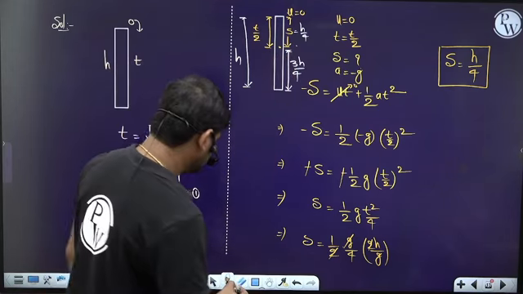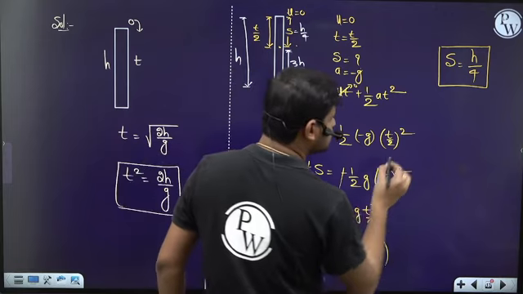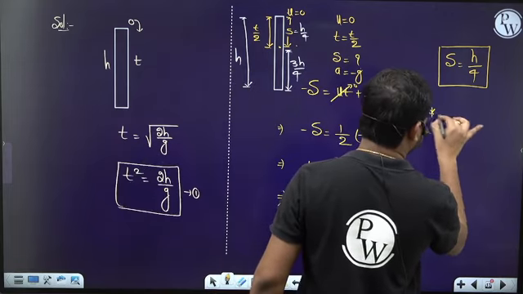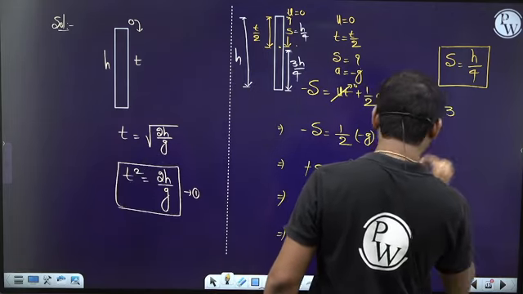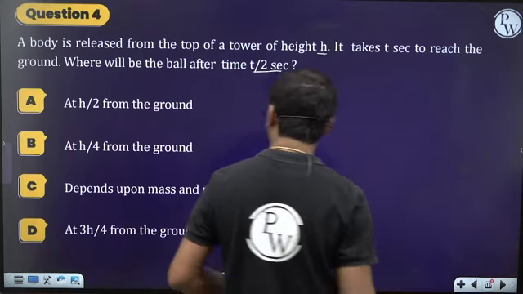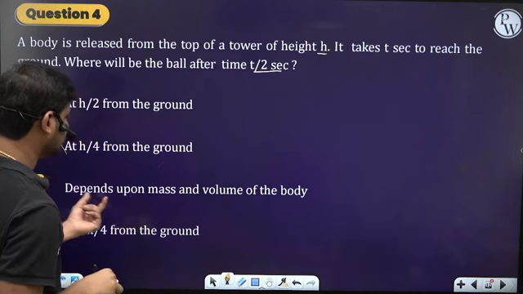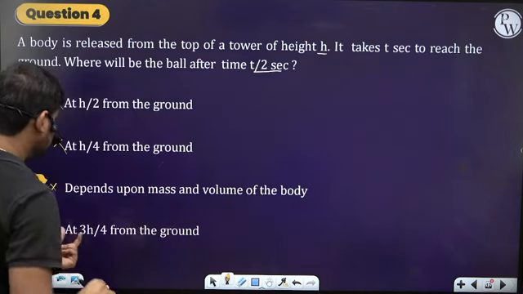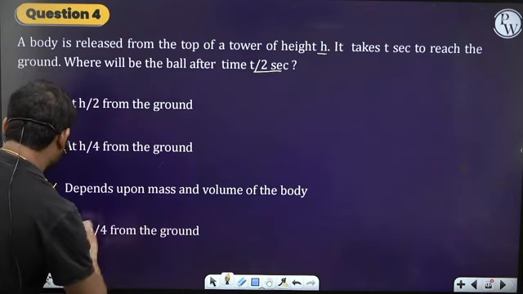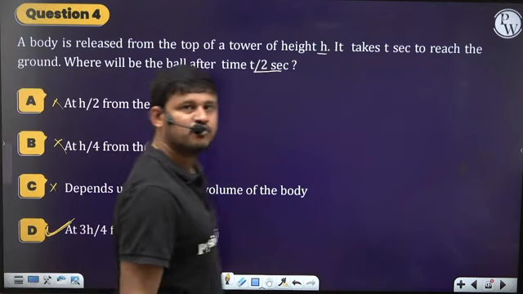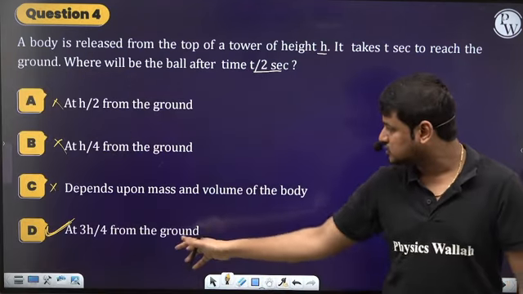Yes or no? So therefore, I can write, after t by 2 seconds, the body will be at a height h by 4 from the ground, no. H by 2 from the ground, no. It depends on the mass and volume, no. So at 3h by 4 from the ground. Okay? So this option is also important.